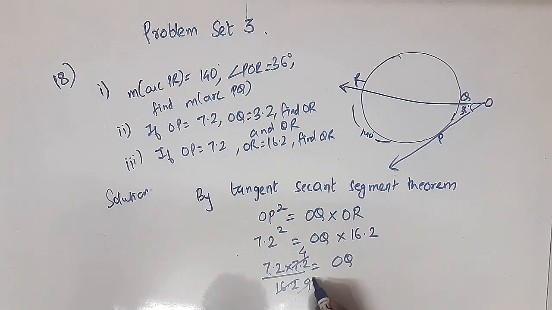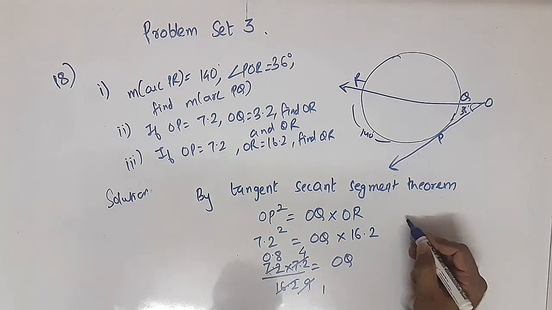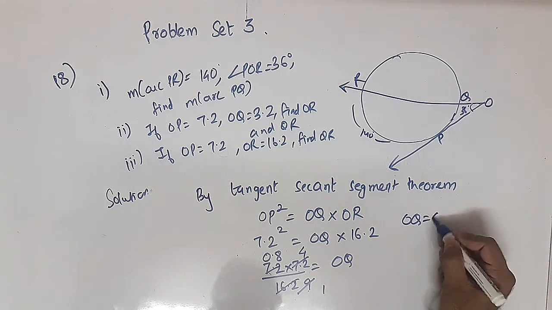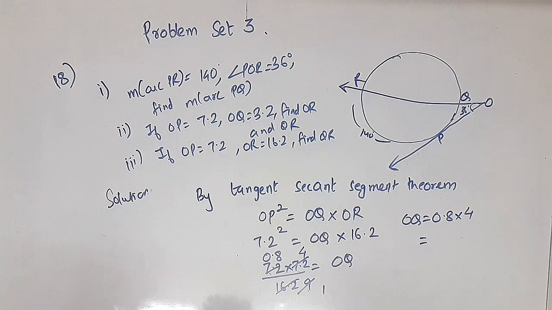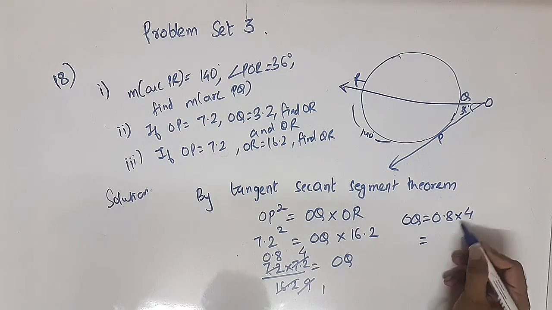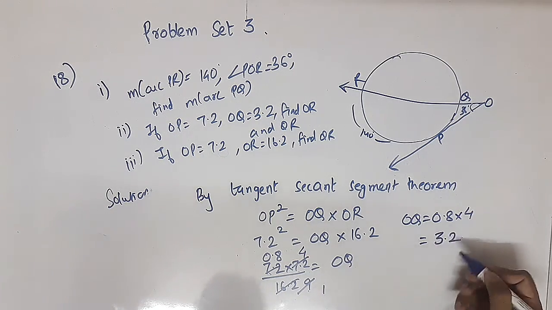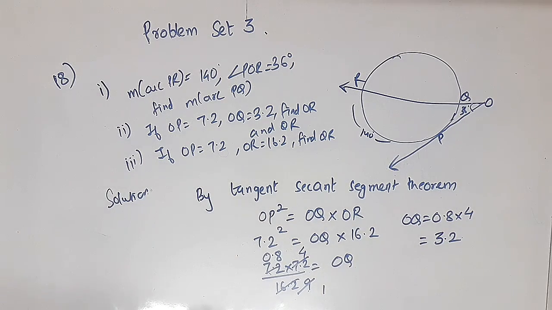Now what remains is 7.2 upon 9. 9 8s are 72, but you will not write 8, you will write 0.8. So you got OQ is equal to 0.8 into 4. So 8 4s is what? 32. So it is 3.2.